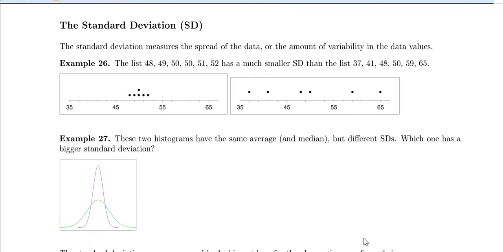In example 27, I have 2 smooth histograms for you, and they have the same average and median but different SDs. So looking at it, which one has a bigger standard deviation? Okay, it would be this bottom one right here because it's much more spread out. So it has a bigger SD.